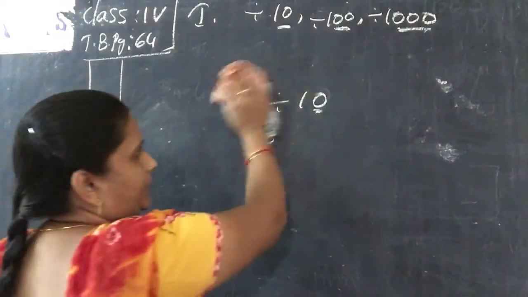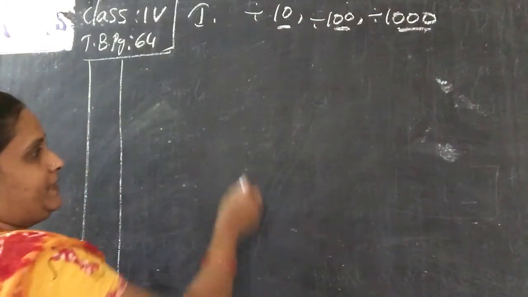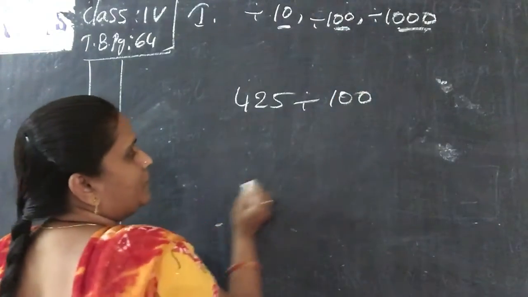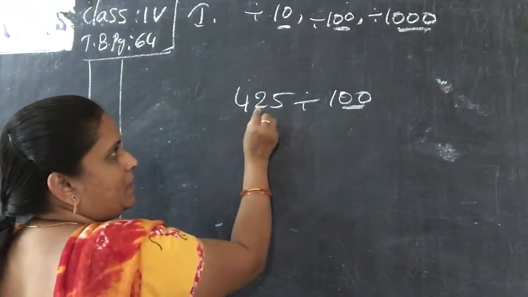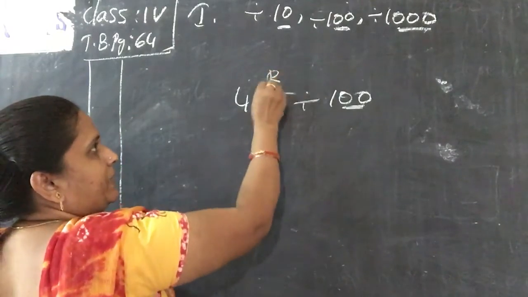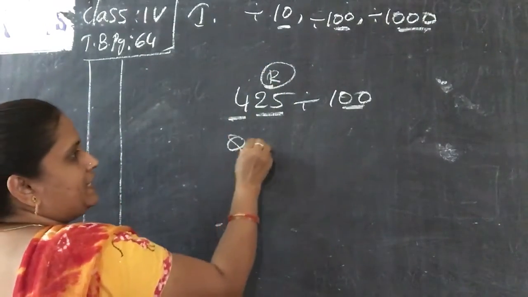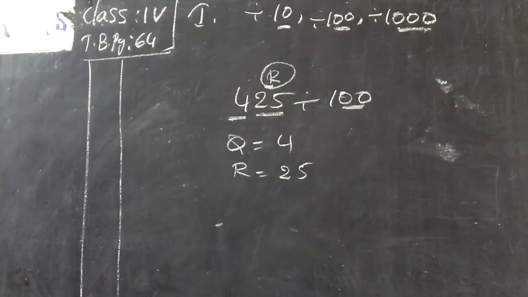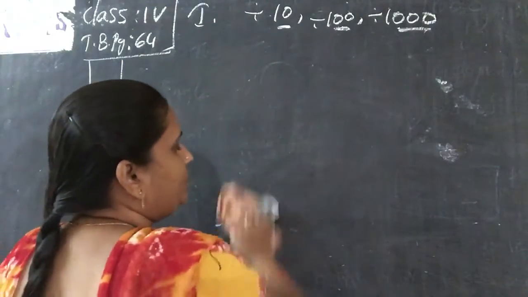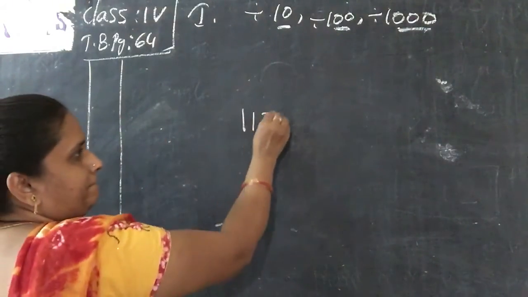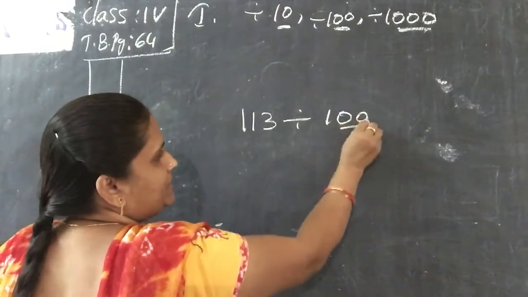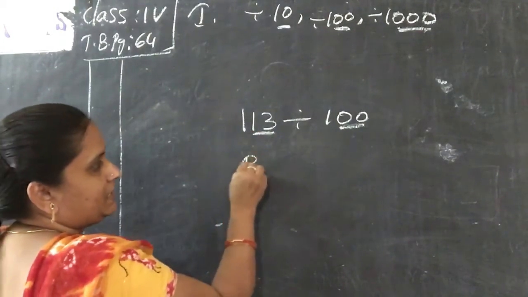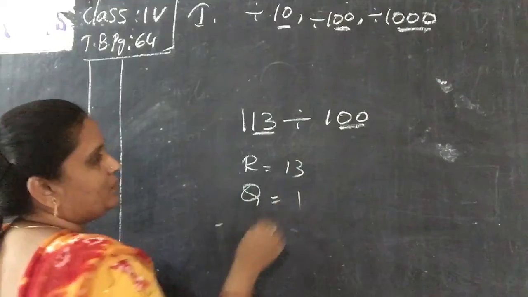Got it? Next, if you want to divide by 100, 425 divided by 100. How many zeros are there? 2 zeros. The last 2 digits will be the remainder and the first digit will be the quotient. Remainder is equal to 25. Next, one more example: 113 divided by 100. 2 zeros. The last 2 digits, 13, are the remainder and 1 is the quotient.